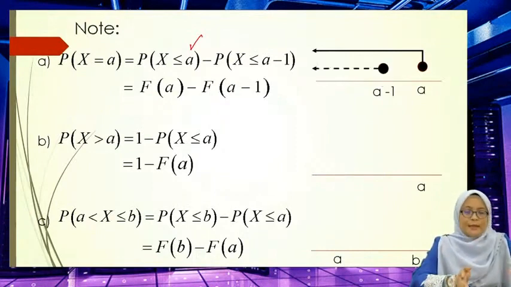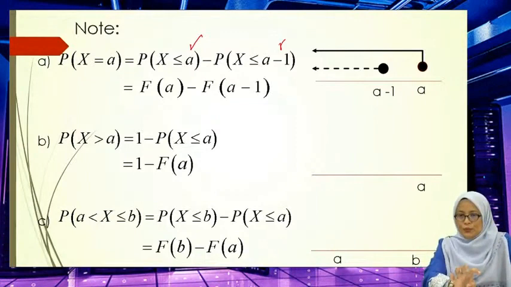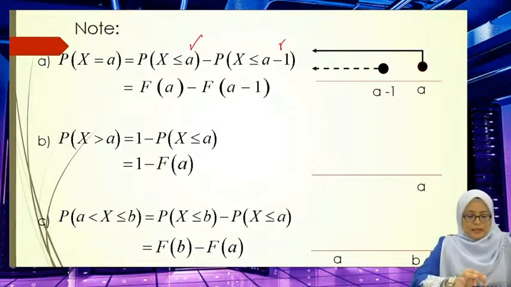So kita akan tolak dengan nilai yang sebelah kiri yang tidak termasuk dalam you punya number line. Okay, so kita akan buang A minus 1. Okay, so bila dia dah dalam simbol less than equal, so baru kita boleh ubah dia kepada capital F. So means that FA minus FA minus 1. Okay, so itu untuk kalau probability X equal to A. Okay, so then B kalau probability X greater than A. Okay, so kita tanda dulu probability yang kita nak X greater than A.